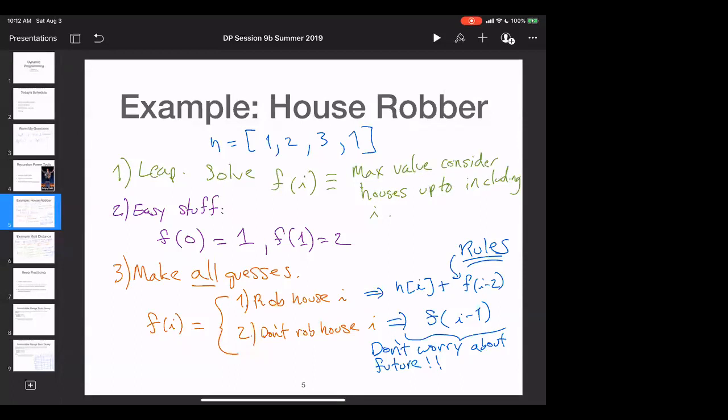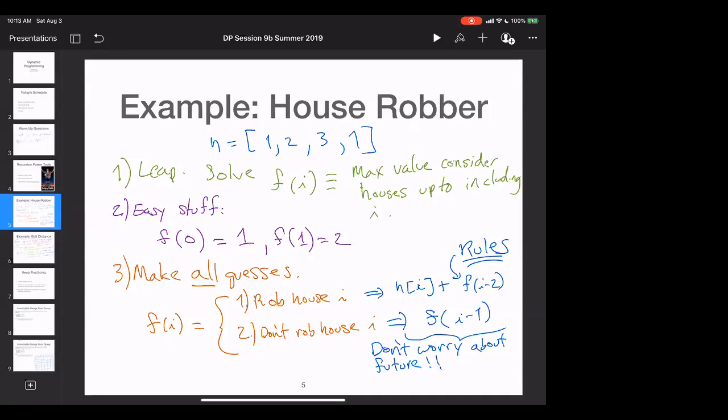Basically, I couldn't have robbed the adjacent one, but I could have taken anything before that. And I don't know what those are. I don't know necessarily that I robbed the second to last one. I just know that I get the max up until that. See, I'm reusing this F that I just assume exists.